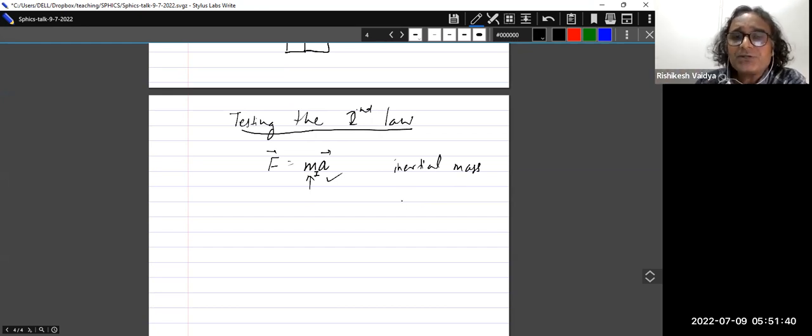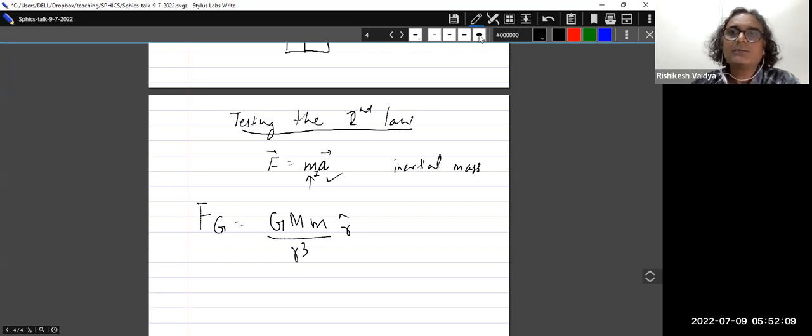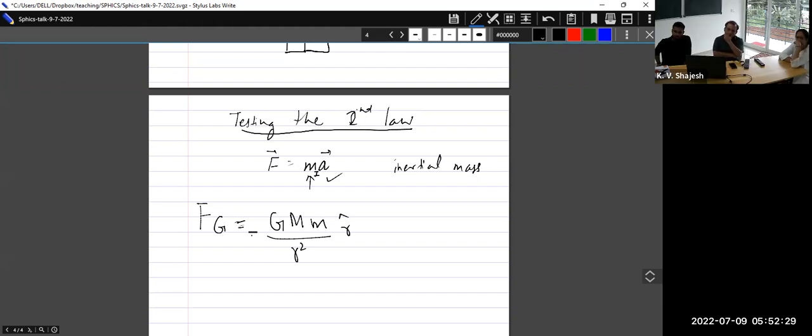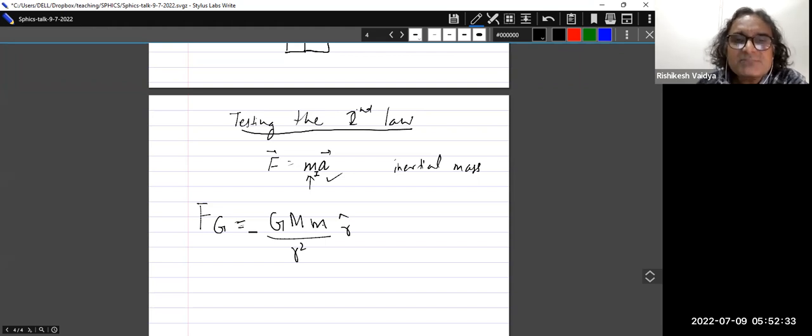Now, it turns out that there is a force of gravity between two objects, say the Earth and some body on Earth, which goes as 1/r squared. So there is this force of gravity between two masses. What is this m sitting out here? Just as you have a Coulomb force.